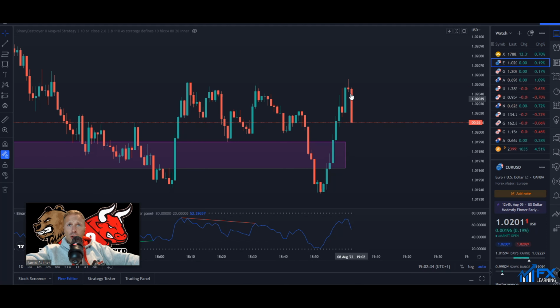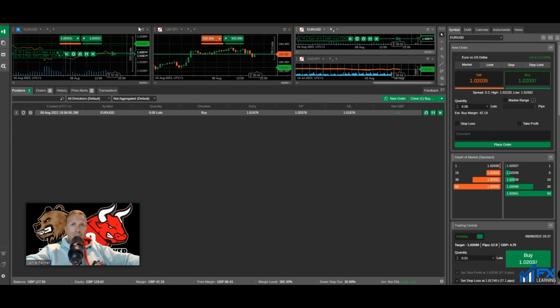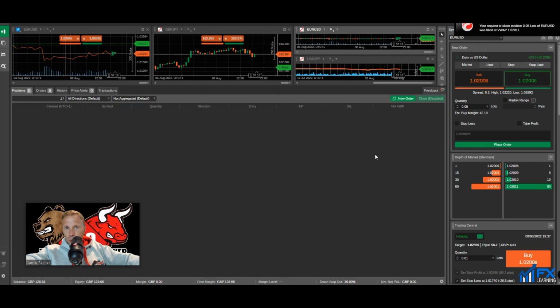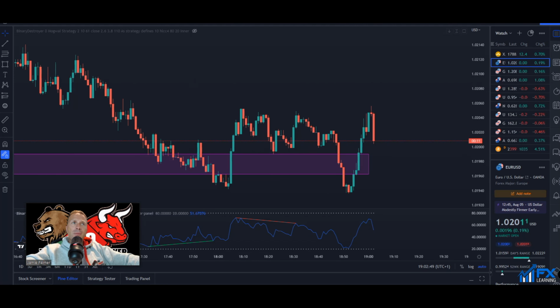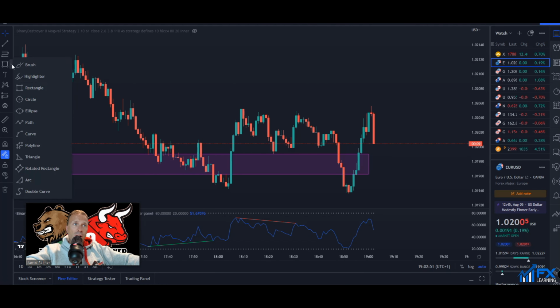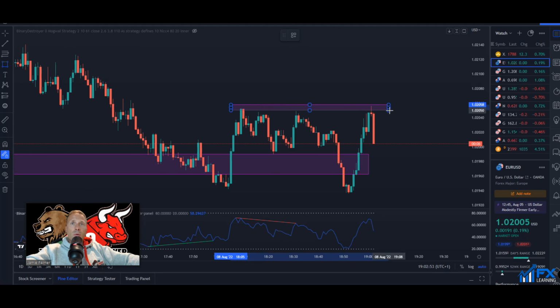Now you see this rejection wick here. I'm actually going to close this trade off early now. Normally I would let the trade go off and do what it wants to do, use my trailing stop loss or whatever, but the reason why I close this off early is simply because, based off the 1-minute time frame, you can see we have an area of resistance.